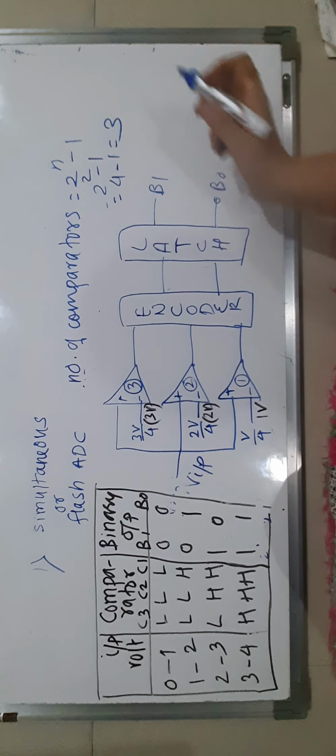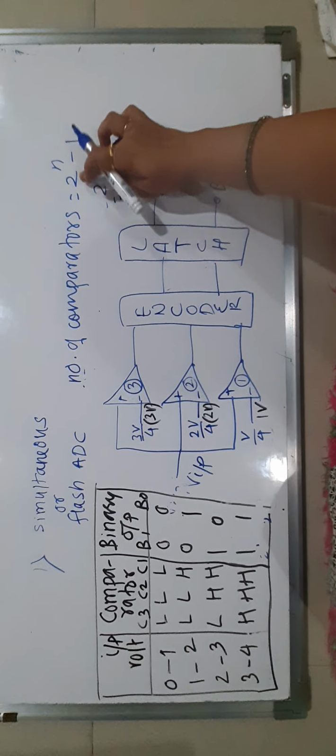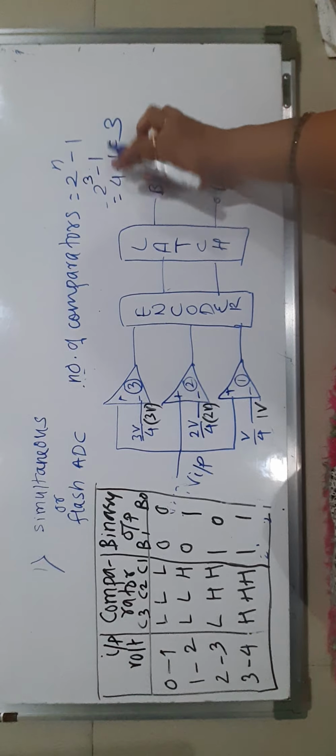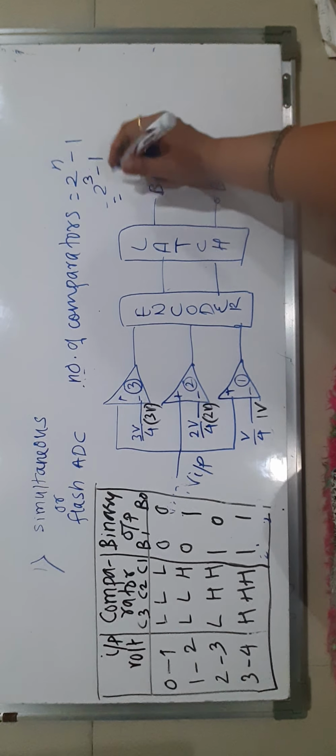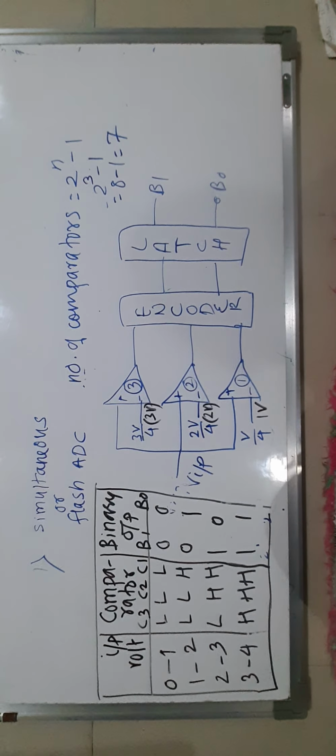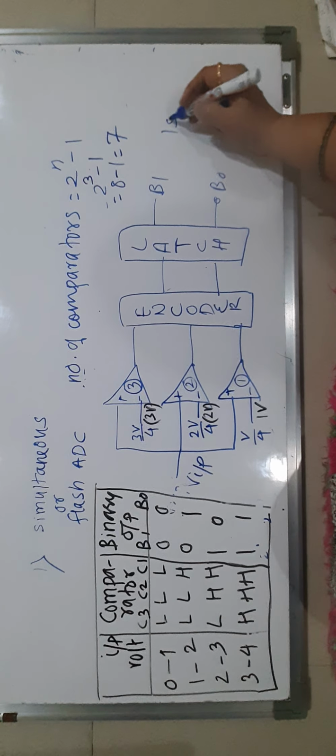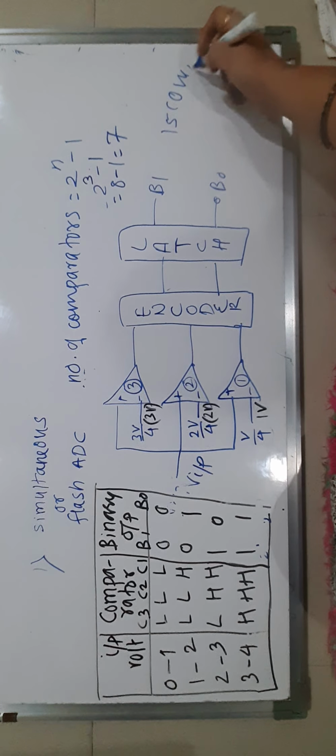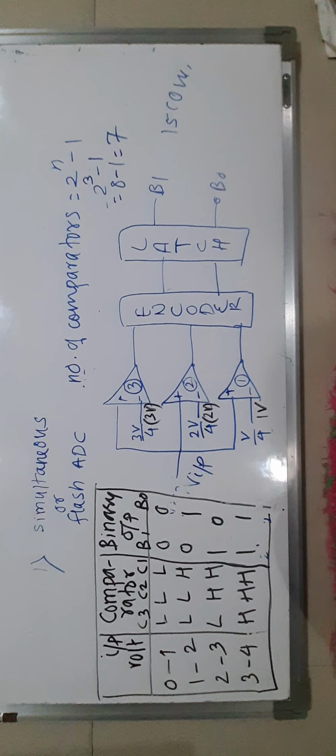For 3-bit conversion we will require 2 raised to 3 minus 1, 2 raised to 3 means 8, minus 1 equal to 7 comparators. In this way for 4-bit conversion we will require 2 raised to 4 means 16, 16 minus 1 means 15 comparators. So the number of comparators goes on increasing.